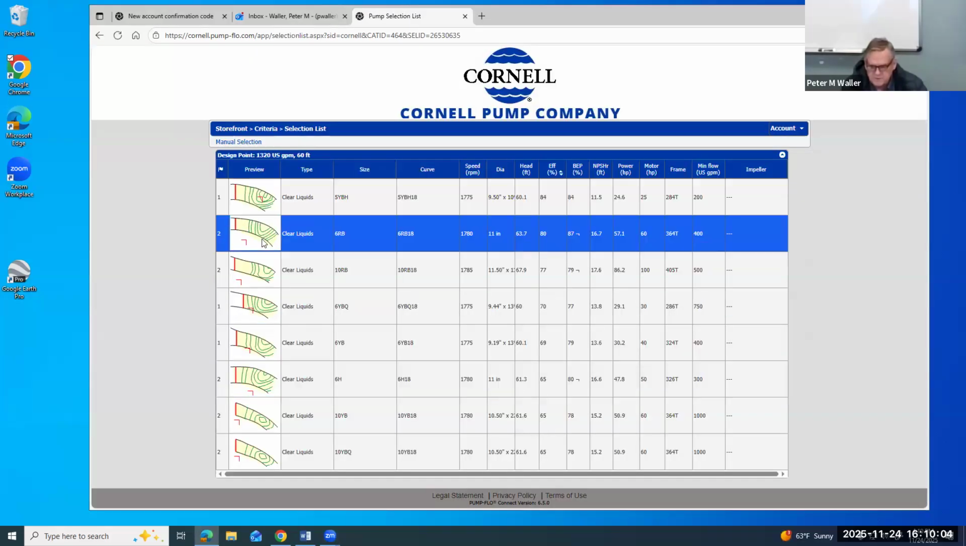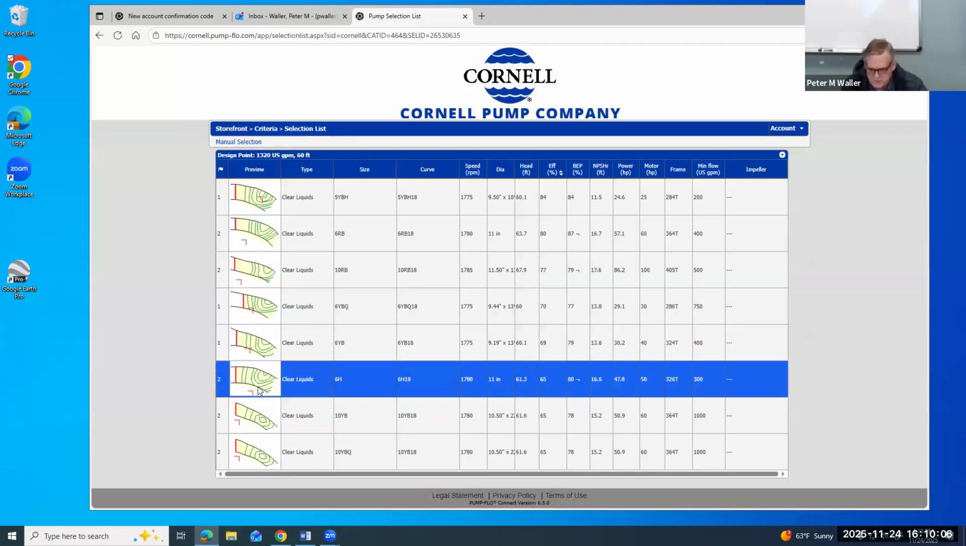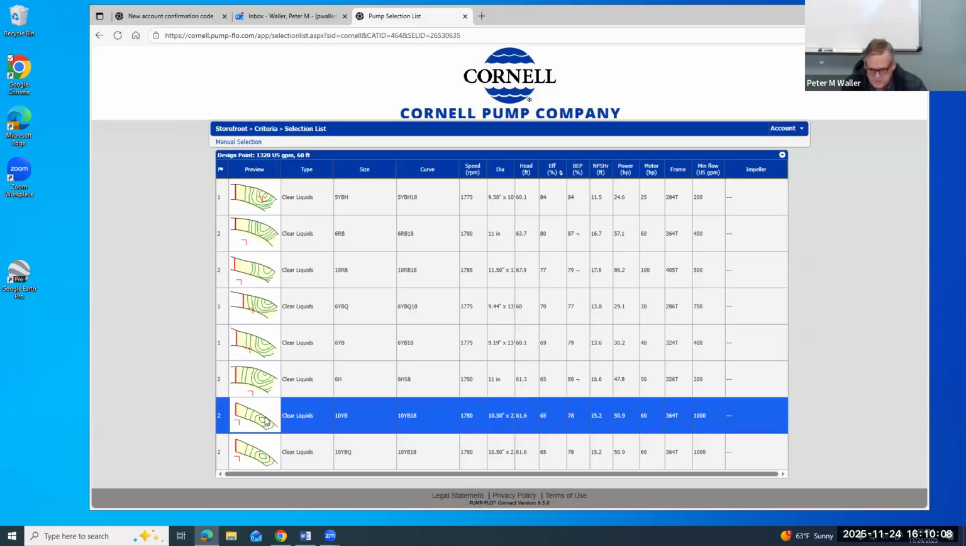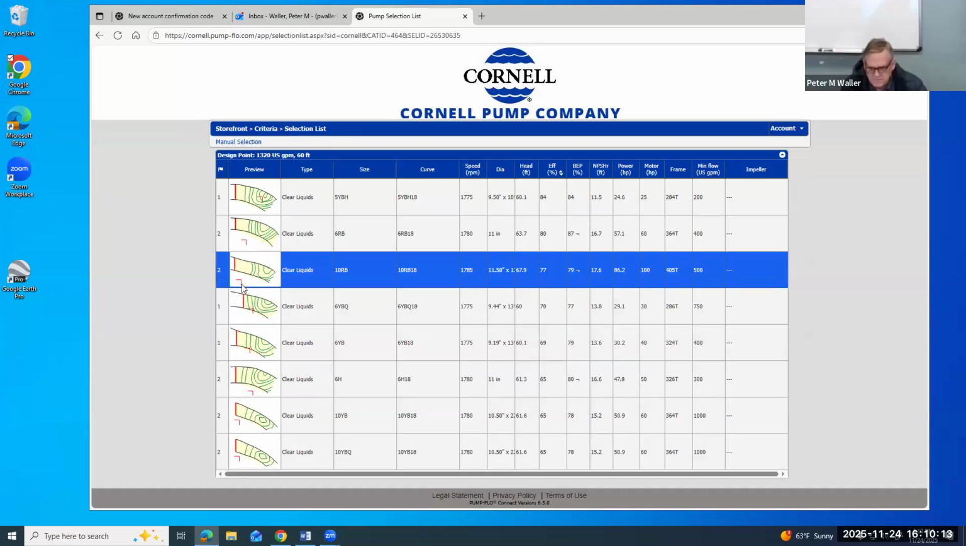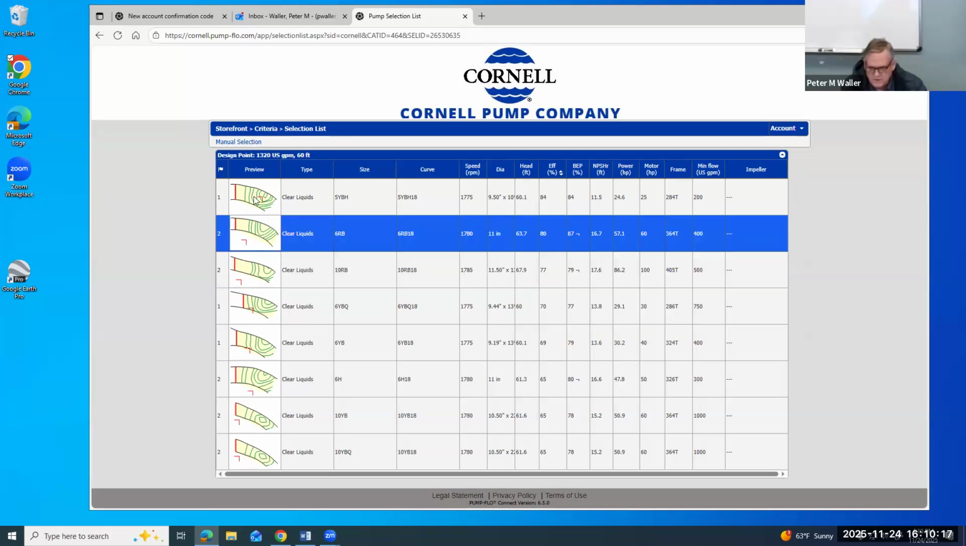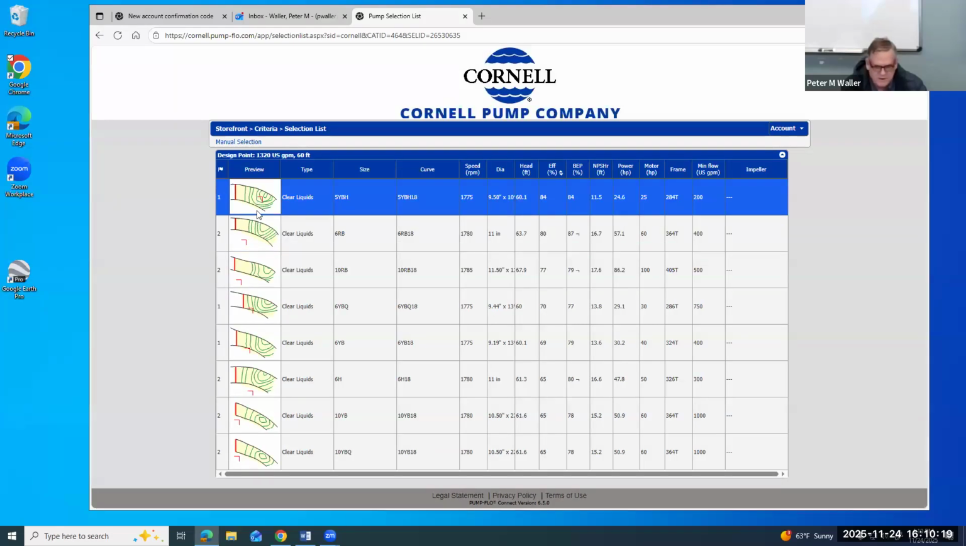And here's all my options. And so what I want to do is I want to pick a pump in the sweet spot. And so you can see that this is the operating point that we've specified. And you can see the only one with the sweet spot right in there is this one. So we're going to pick that one. Hopefully.